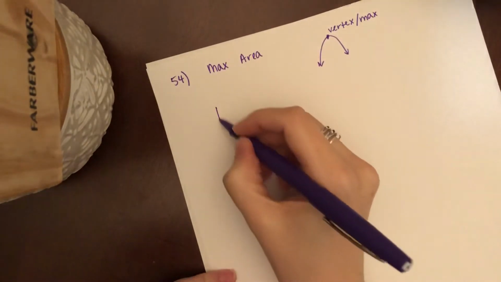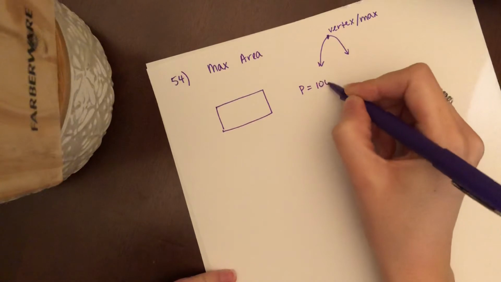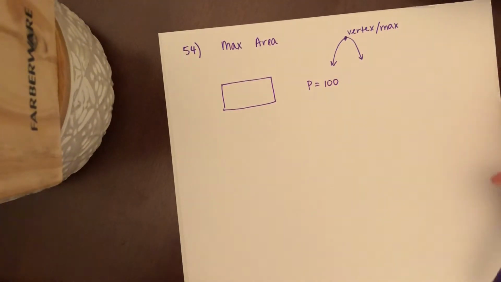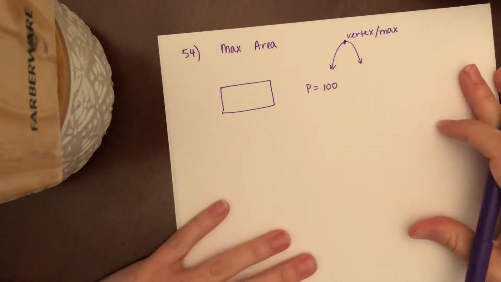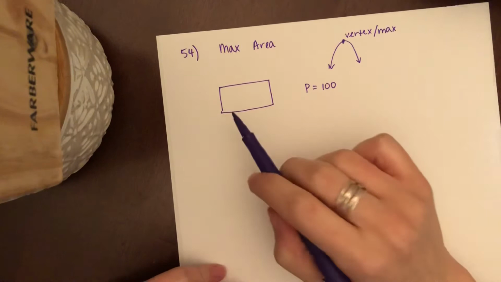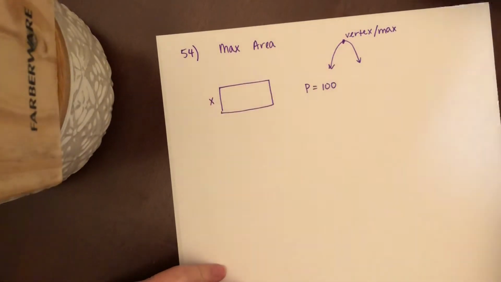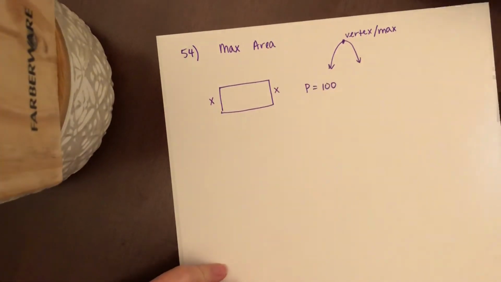In this question, we're looking at the perimeter of a rectangle, and we're only given that piece of information. We're saying that we want to find the maximum area of a rectangle that has a perimeter of 100 feet. That's really what it's saying. We don't know any of the dimensions yet, but that is what we're trying to find. So since we don't know any of them, I'm just going to say one of the sides is x, which means the opposite side would have to be equal, which is also x.